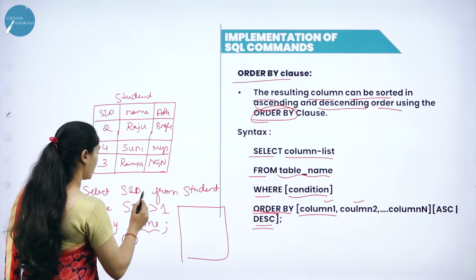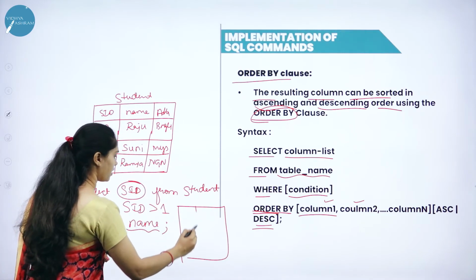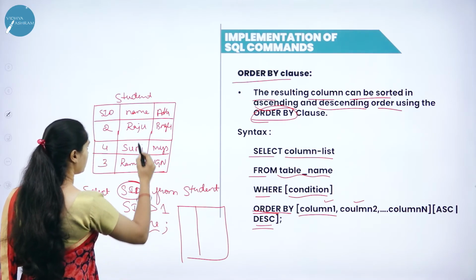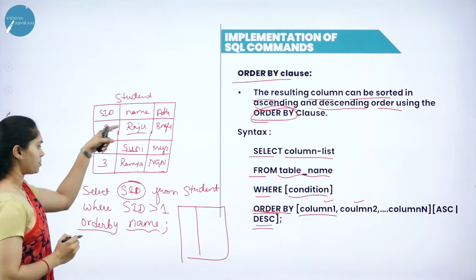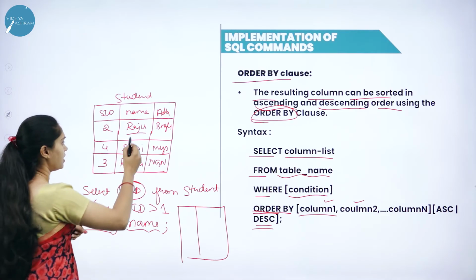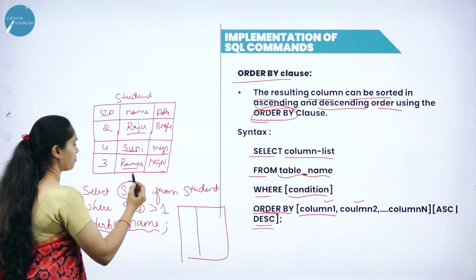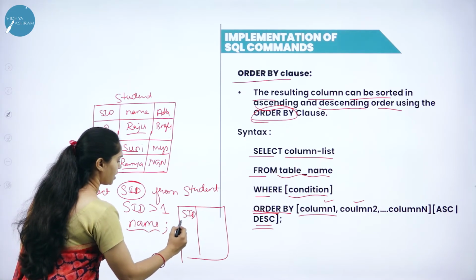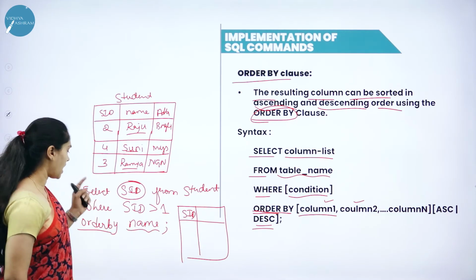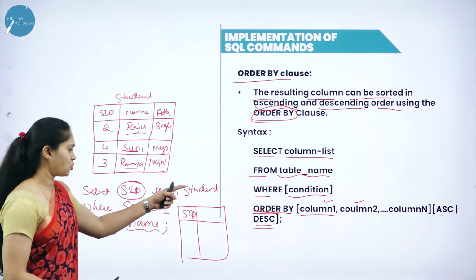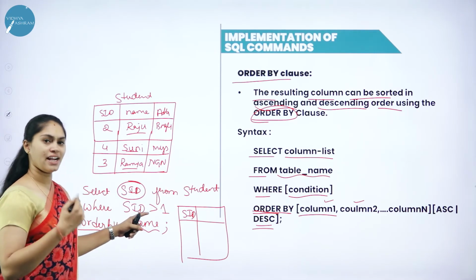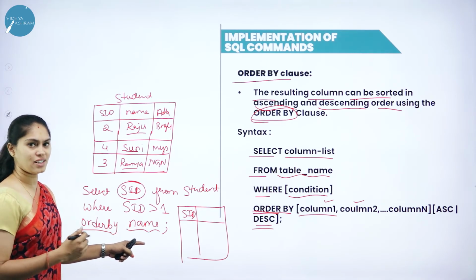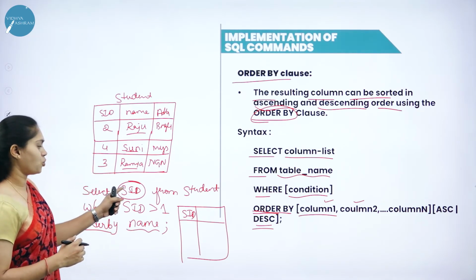It is going to display the student ID based on the name. So which name will come first, Raju or Ramya? Raju will come first. What is the student ID? So what am I fetching? I am fetching the student ID from the student table where student ID is greater than 1, ORDER BY name. So based on the order of the name, we are fetching the student ID.